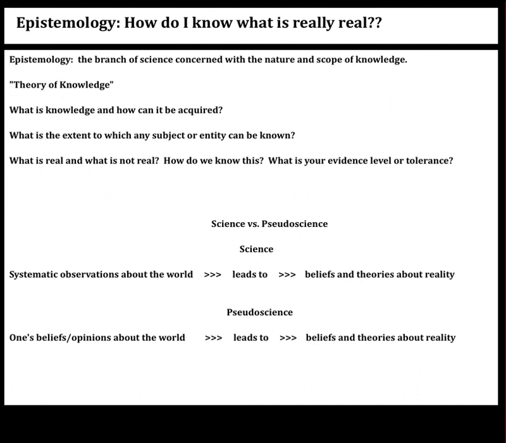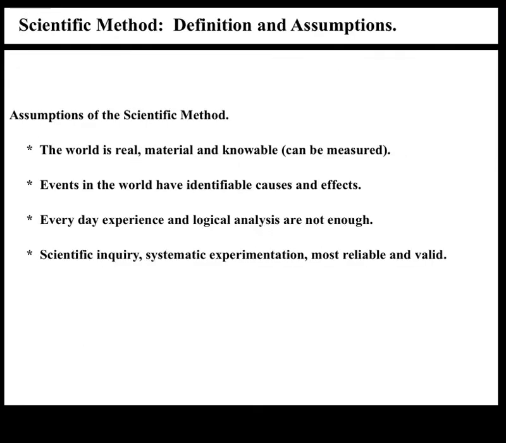So science is based on a systematic observation of phenomenon in the world and then drawing conclusions about beliefs and theories, whereas pseudoscience are individual or group opinions or beliefs about what goes on in the world, and then they create beliefs and theories about that. Obviously, pseudoscience can lead us to a lot of difficult and distorted information.